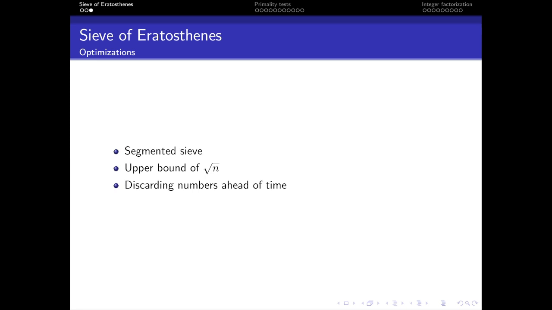Next, we can discard numbers ahead of time, which simply means that if we know that any even integer is not a prime, we can get rid of it at compile time already, aside from 2 obviously, which is even but a prime. And there's even more things you can do. In fact, there's faster performing sieves, but I'll not go into detail in this presentation.